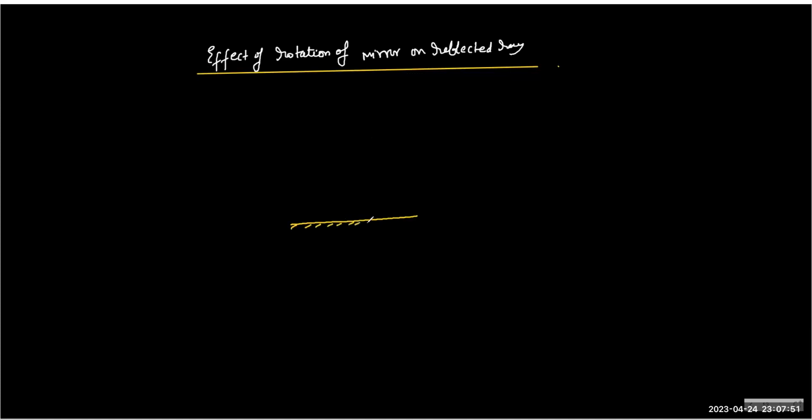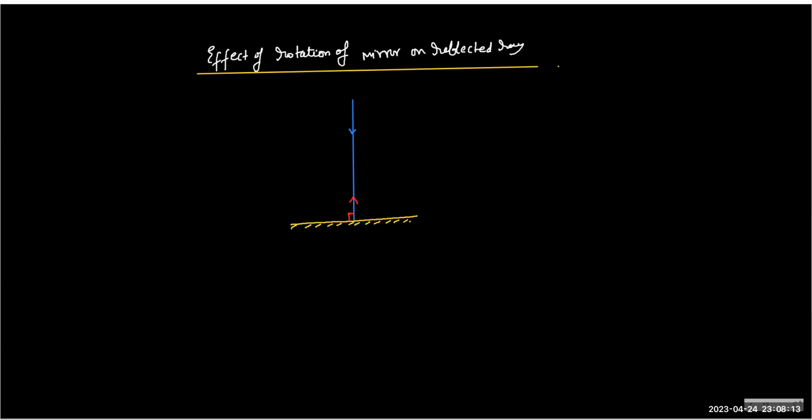So effect of rotation of mirror on a reflected ray. I hope you all remember this. So if we have a mirror, and let's say the ray is coming exactly at right angle, so it is the normal incidence. How will the light reflect back onto the same line? So the reflected ray is going this way.